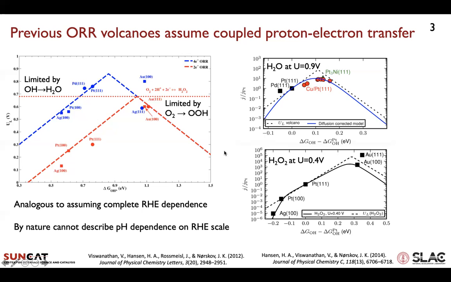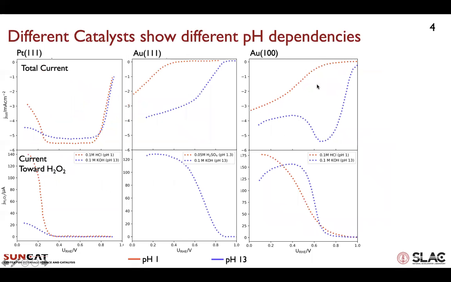So if we look at polarization curves, these are all from experiments of these 3 different catalysts that we're talking about, platinum 111, gold 111, and gold 100. If we start just by looking at the top, this is the total current polarization curve, which in most cases is pretty similar to just the 4-electron.